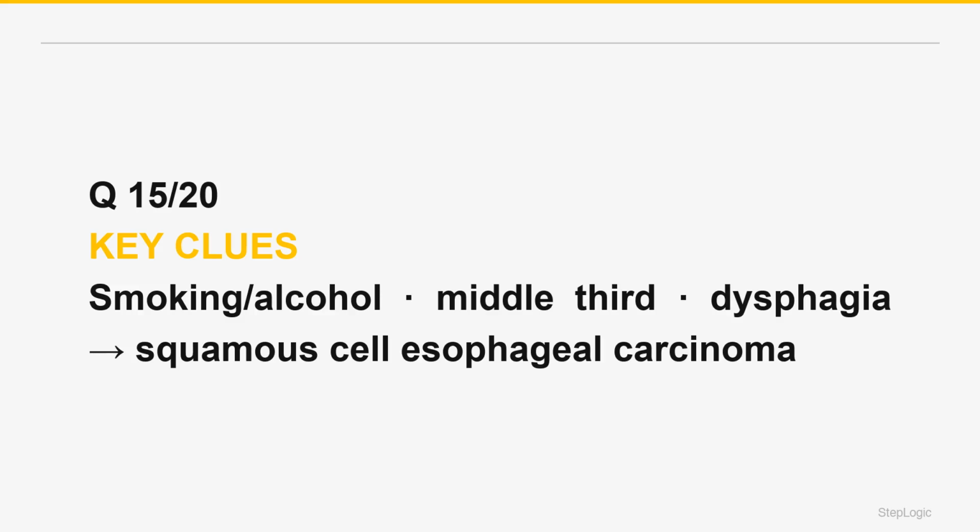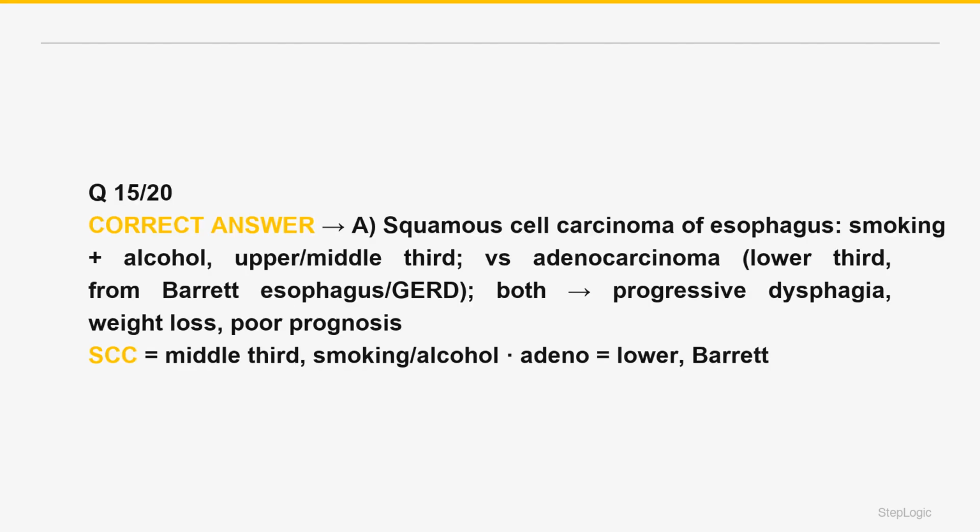This is squamous cell carcinoma, SCC, of the esophagus. It is classically associated with smoking and alcohol. The major risk factors, synergistic, as well as very hot beverages, nitrosamines, and achalasia or caustic strictures. It typically arises in the upper and middle thirds of the esophagus, lined by squamous epithelium. It is the most common esophageal cancer worldwide. The correct answer is A.